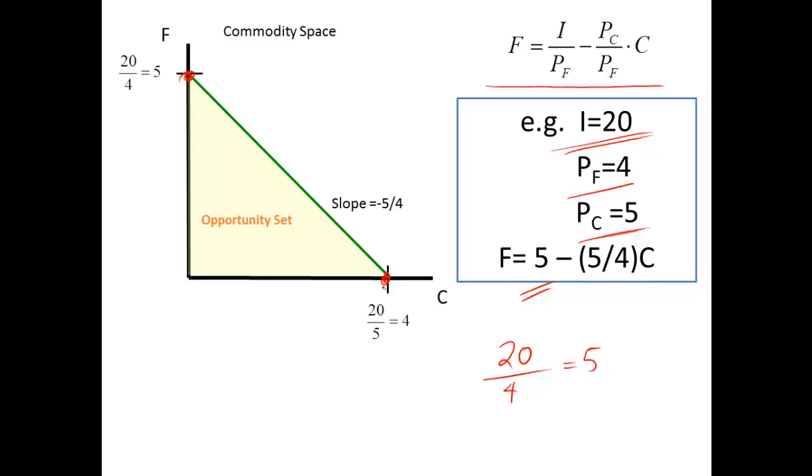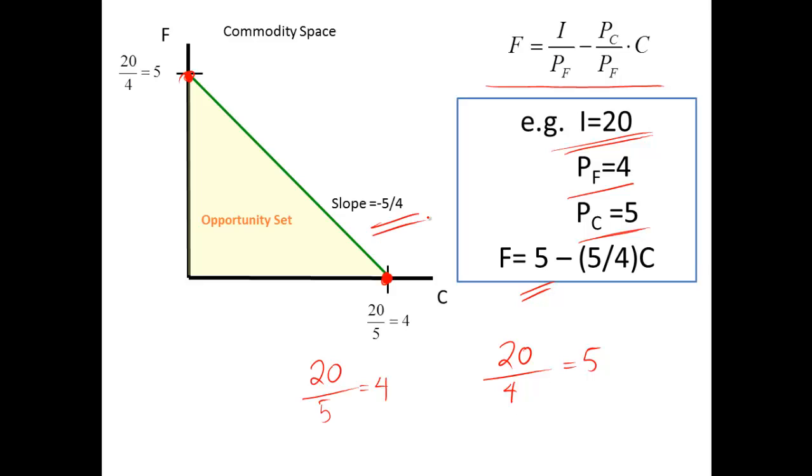Now what about the intercept on the C axis? Well, the individual has 20 to spend. Units of clothing are 5 each. If they spent all of their money on clothing, they could get 20 divided by 5 equals 4 units. So this dot here is something that they could purchase. This dot here is something that they could purchase. This dot here means buying 5 units of food and no units of clothing. This dot here means buying 4 units of clothing and no units of food. The straight line connecting them is the green line, and that is in fact the budget constraint. And the slope is minus 5/4.